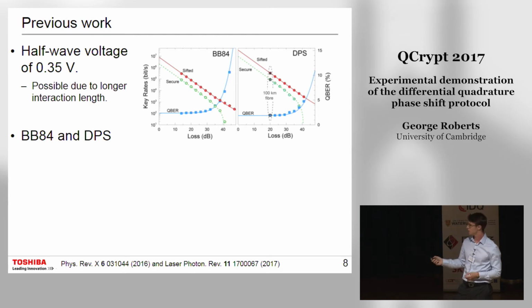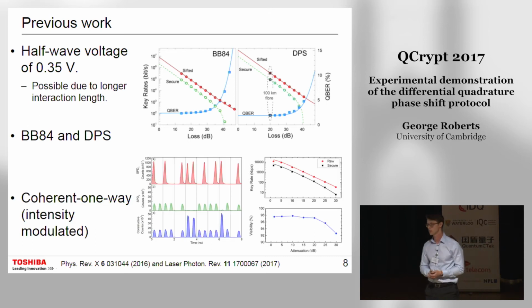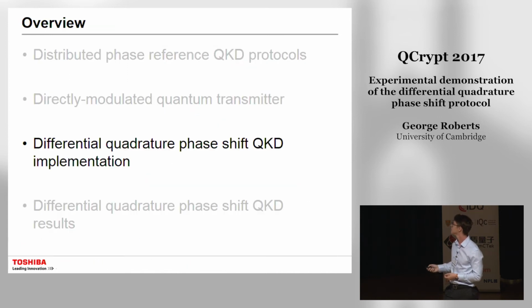So we implemented the BB84 and DPS protocols, both phase-modulated protocols, and earlier in the year, we also implemented an intensity-modulated protocol, the coherent one-way protocol, and got excellent results, so megabit per second key rates.